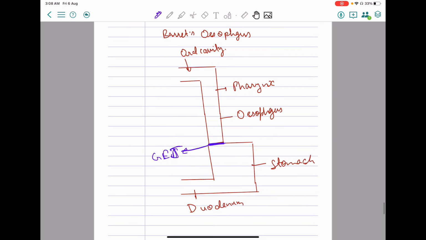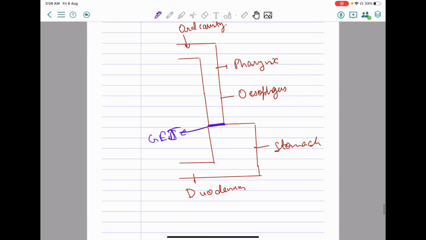And now, what is Barrett's esophagus? Actually, in Barrett's esophagus, when a patient comes to you with acid reflux, the acid is coming up from the stomach into the esophagus. So how can it create a chance of a very dangerous situation, that is cancer? Let me tell you.